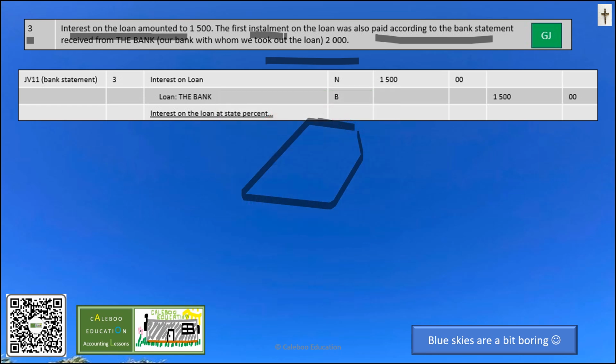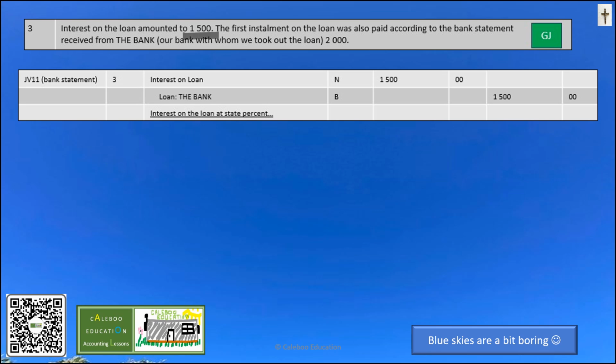But we still have to record the information relating to the interest. We have not paid the interest yet, but we owe the interest of 1,500. So this transaction here, the 1,500, needs to be recorded in the general journal. So we have a journal voucher number. We picked up the information from the bank statement.